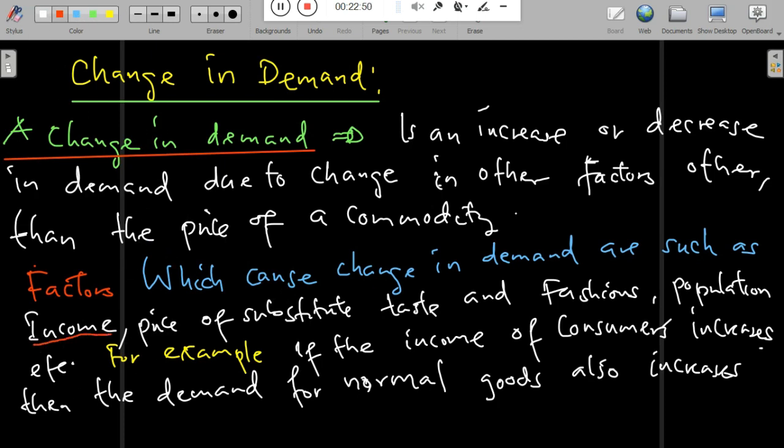A change in quantity demanded refers to the increase or decrease in quantity demanded by consumers due to a change in the price of commodities. Usually when the price increases, quantity demanded decreases, and vice versa.